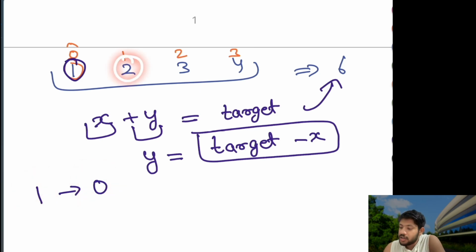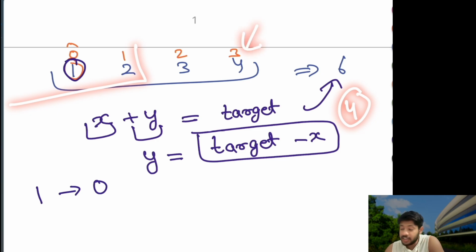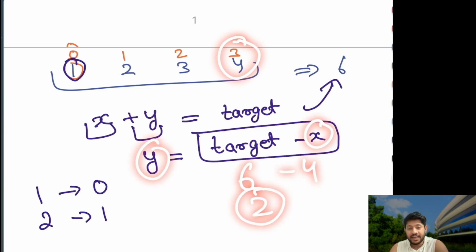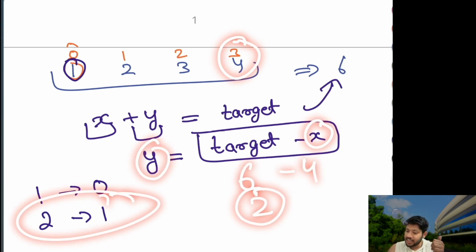Similarly, for 2, you will ask for a value 4. We have not seen a 4 as of now. So we are going to say 2 is at index number 1. And when we reach 4, it will say that, okay, target is 6 minus 4, y is 2. I need a 2. I have seen a 2. It is at index number 1.